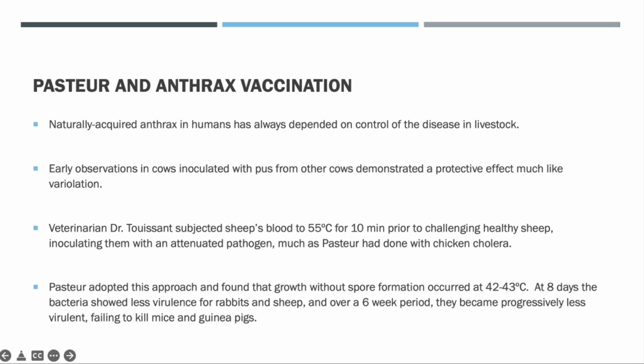Some of his efforts progressed into work with anthrax vaccination. Historically, control of anthrax in humans has always depended on control of the disease in livestock as well. Some early observations found that cows inoculated with pus from other cows demonstrated a protective effect, very similar to variolation.